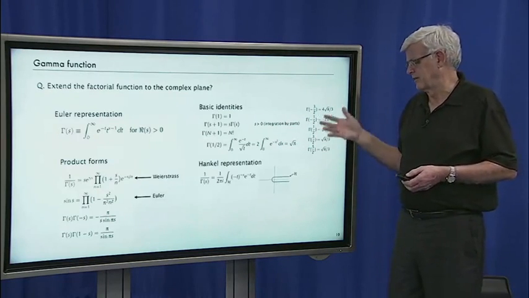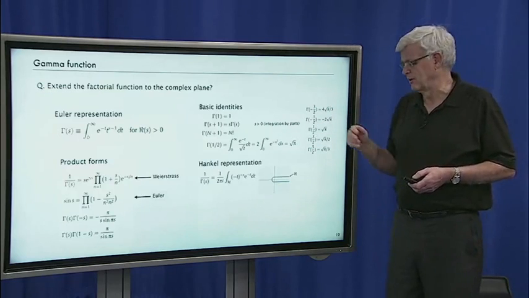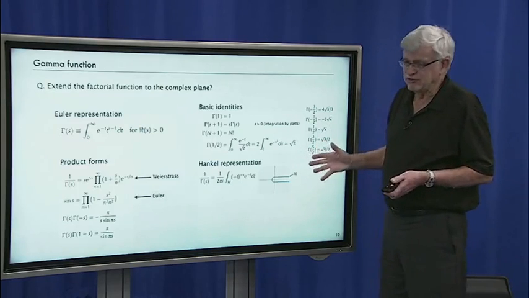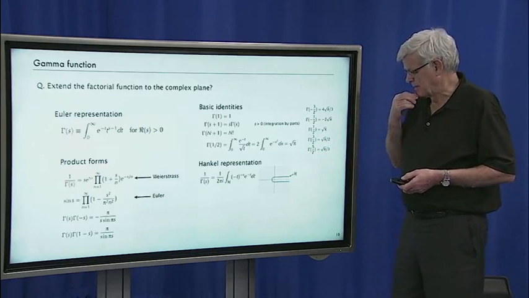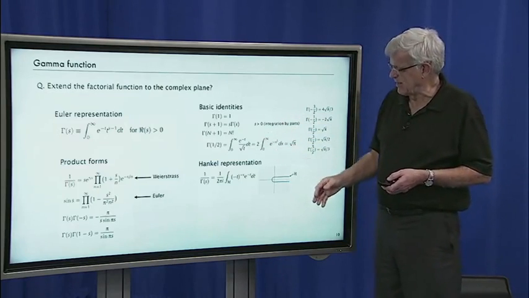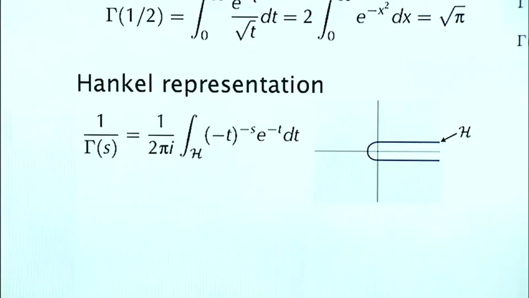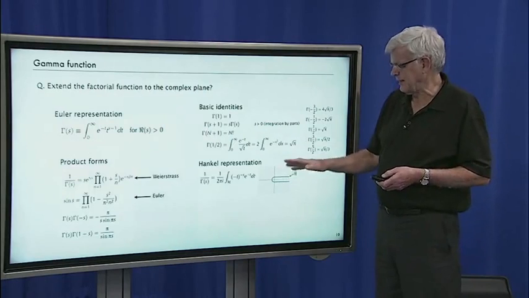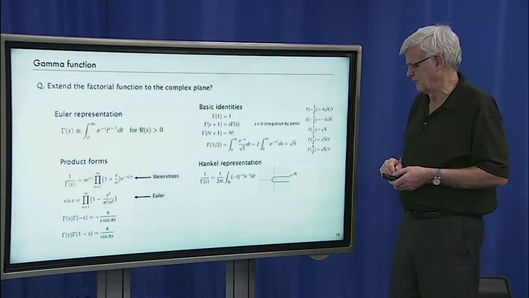In particular, there's a representation of the gamma function known as the Hankel representation. And what that one says has to do with complex integration. It says that 1 over gamma of s is 1 over 2 pi i, an integral around this contour that circles around the positive real axis and then circles around the origin and then goes back out to infinity, of minus t to the minus s e to the minus t dt. It's a Hankel representation of the gamma function.